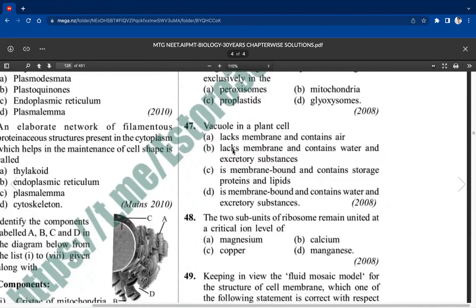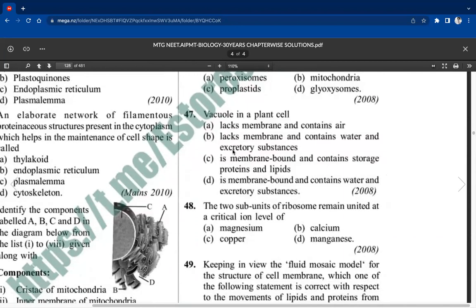Question number 47, Aisha. Vacuole in a plant cell: A, lacks a membrane and contains air; B, lacks membrane and contains water and excretory substances; C, is membrane bound and contains storage proteins and lipids; D, is membrane bound and contains water and excretory substances. Option D. Exactly. Iram has already given the answer, option D. Simple. Vacuoles have a membrane called tonoplast. It is single membranous. Very good.